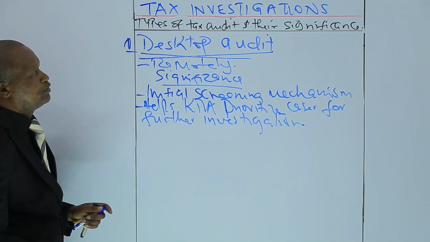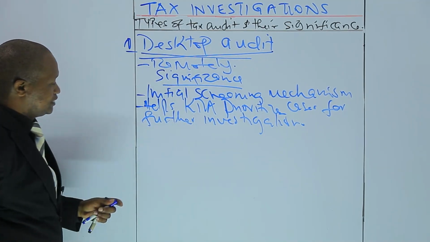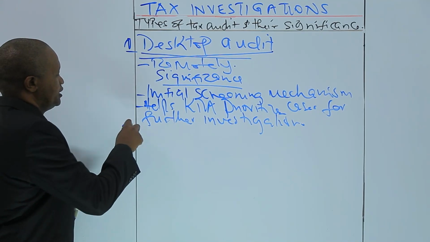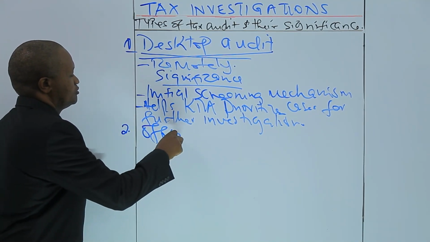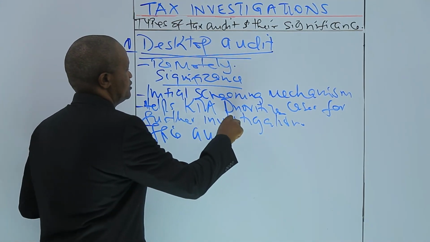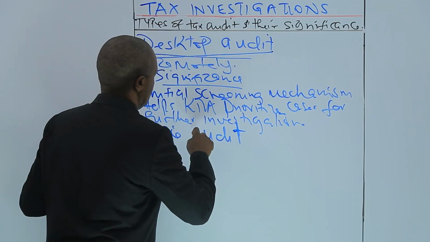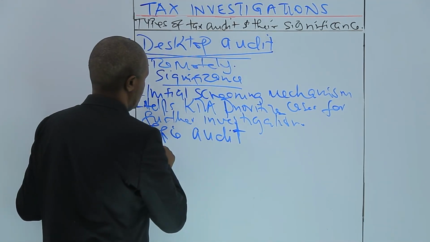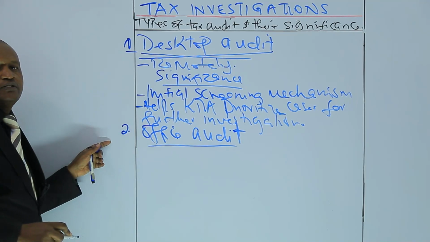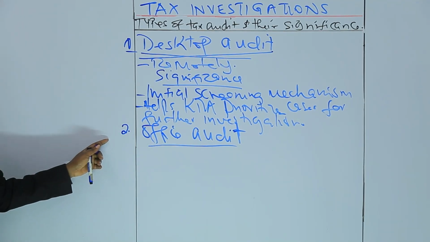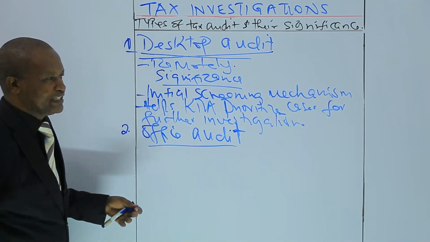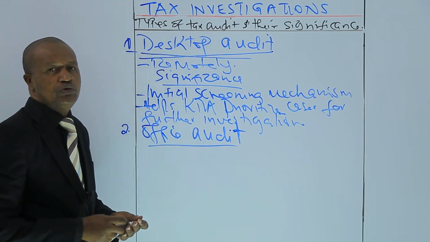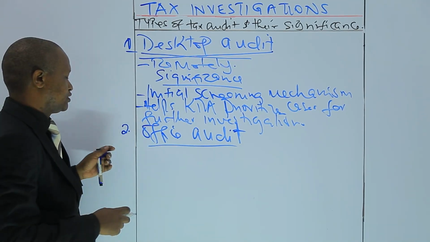So that's one type of audit. This is the significance. The second type is office audits. Office audits involve a more detailed review of taxpayers' records.